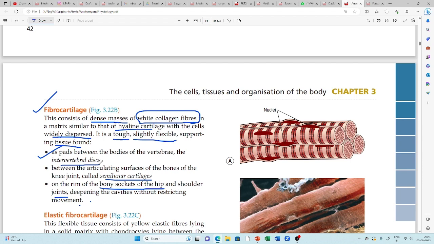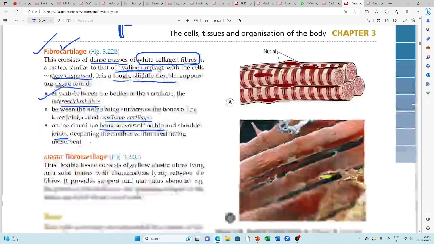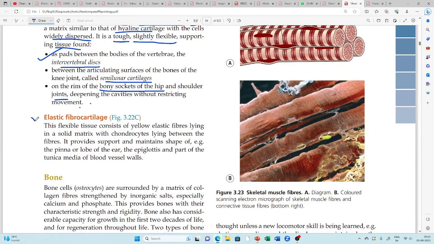And other things are the big bony sockets. Maybe you don't know what is meant by bony sockets. It is like a cup and holder. In the shoulder joint, and the hip joint also, there is a socket, and another bone comes and fixes into it. This is a bony socket. Inside these bony sockets we can also see cartilages, and that cartilage is also fibrocartilage only. Okay, you understood? Next, the third type of cartilage is elastic fibrocartilage.